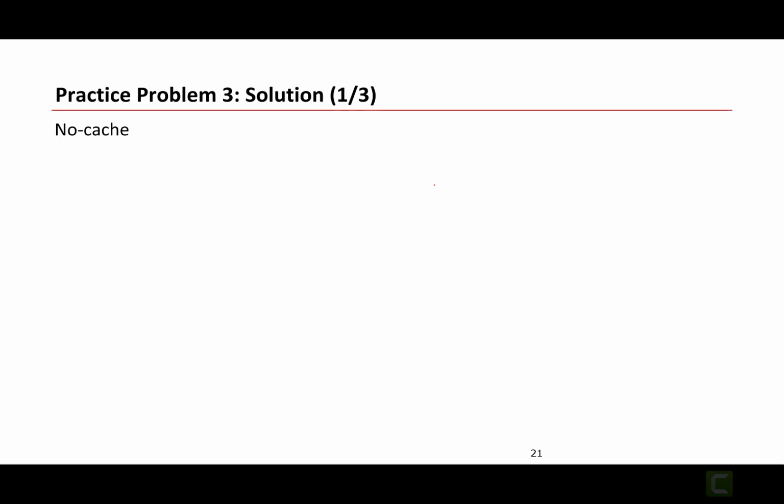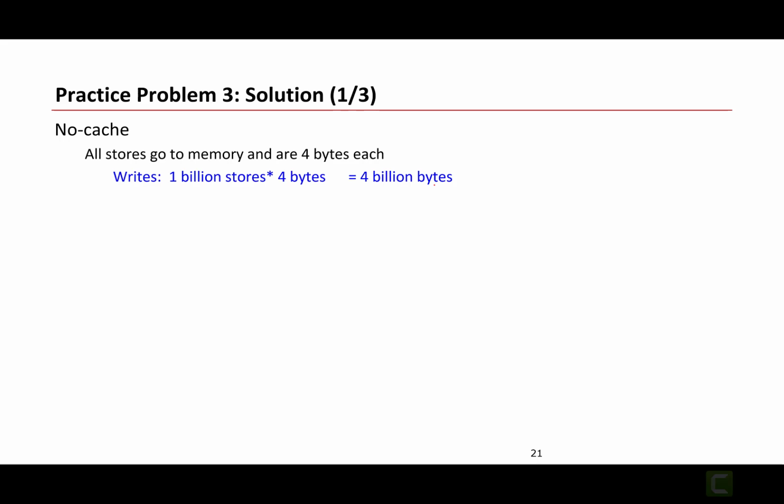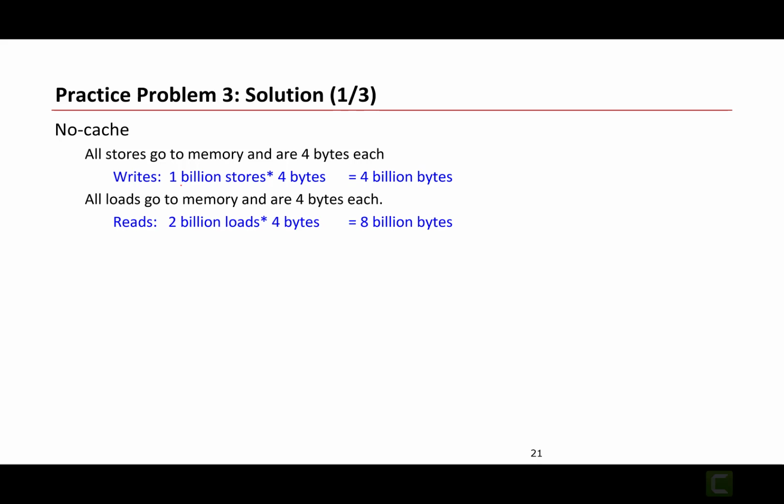So if you didn't have any cache at all, then every read and every write is going to go to the main memory. Given that every read and write is accessing 4 bytes worth of data, we can simply compute the amount of writes by multiplying the number of stores with the size of stores, and the reads by multiplying the number of loads with the size of reads. So the amount of data that is going to be written is 4 billion bytes. The amount of data that is going to be read from main memory will be 8 billion bytes.